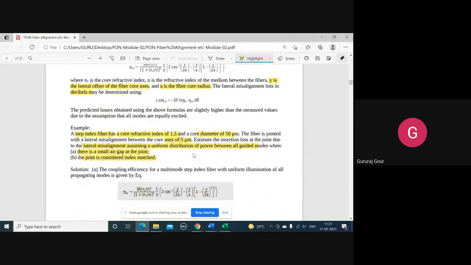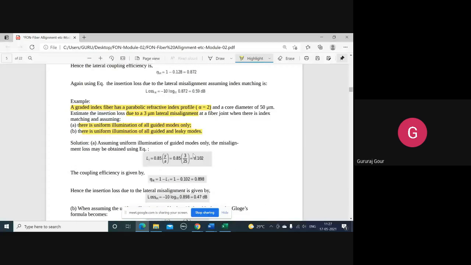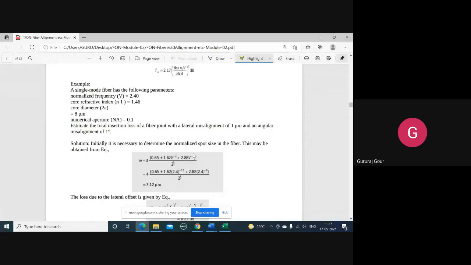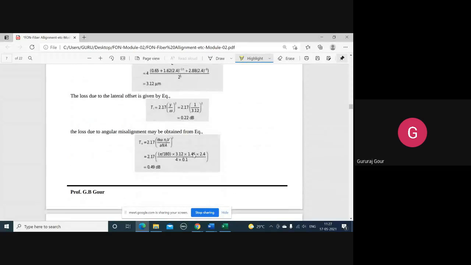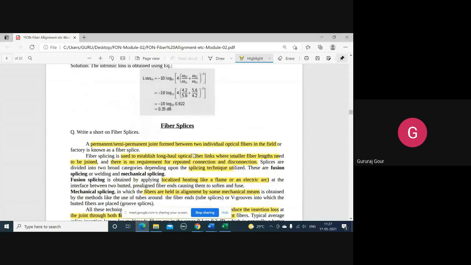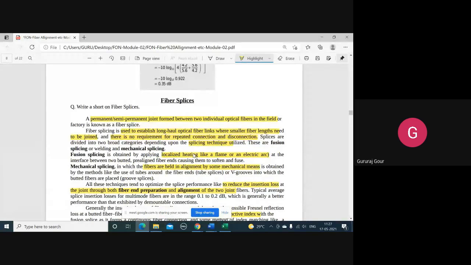We discussed joints with multi-mode fibers and single mode fibers in the last class. So many formulas are coming, and I have to tell it once again: you have to practice, you have to remember. Write it down on paper daily, whatever formulas you are getting, which is very much important.